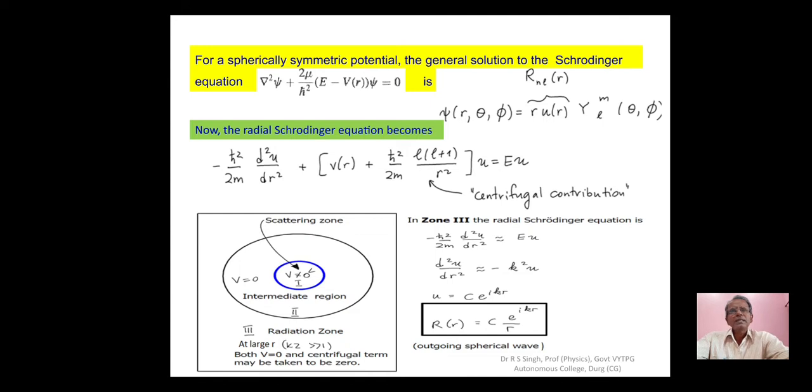The scattering center has three zones. The first zone, called the scattering zone, has non-zero scattering potential. The second zone, known as the intermediate zone, has scattering potential V equal to 0. And the third zone, known as the radiation zone, has both the scattering potential and the centrifugal term equal to 0. Zone 3 gives the solution of the Schrodinger equation as R equal to C exponential ikr upon r, which represents the outgoing spherical wave.